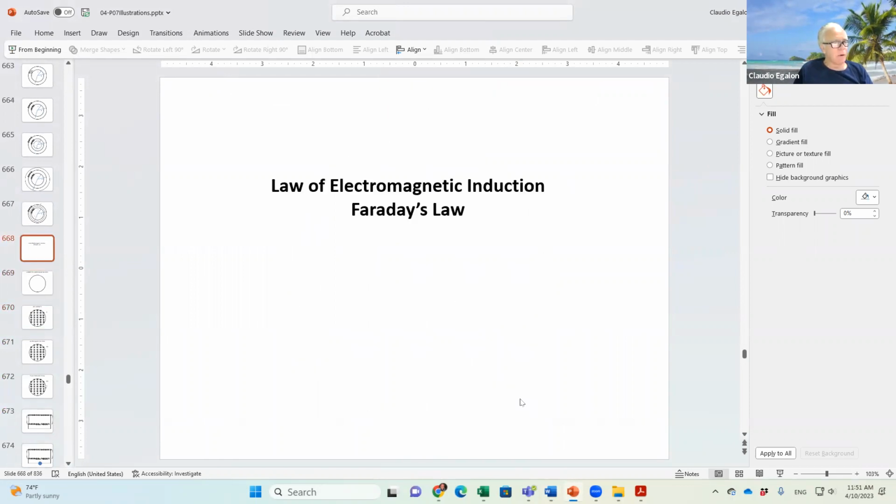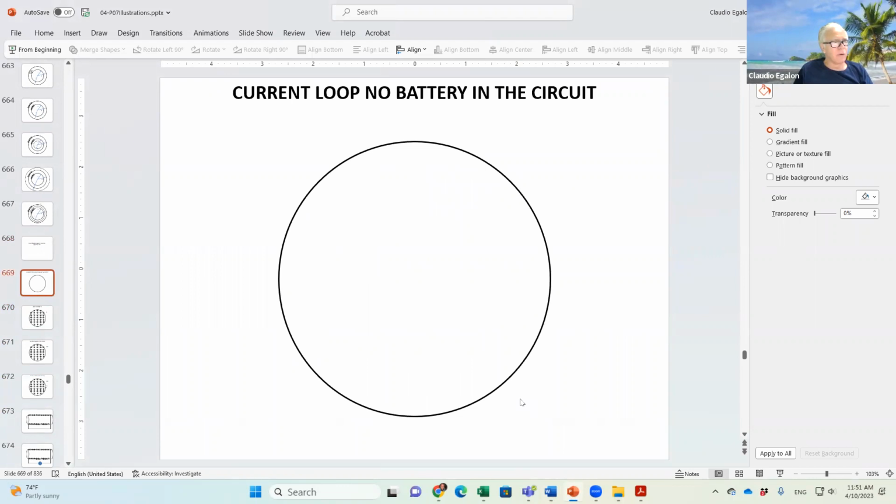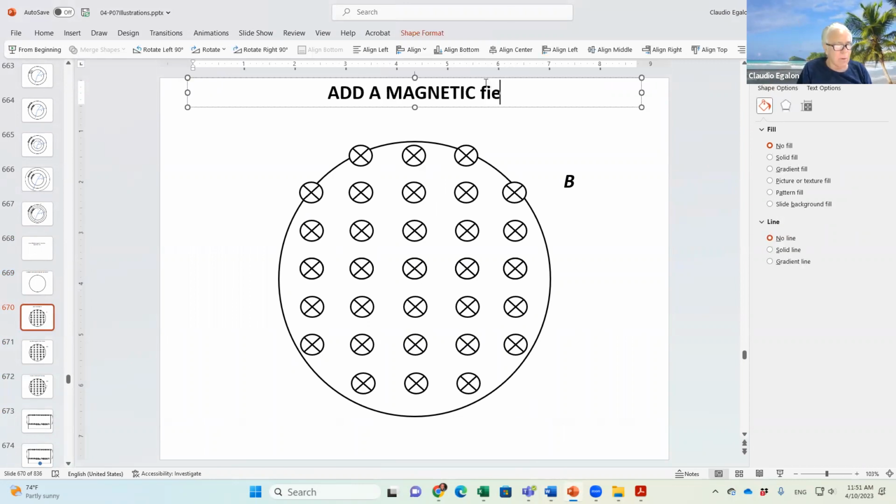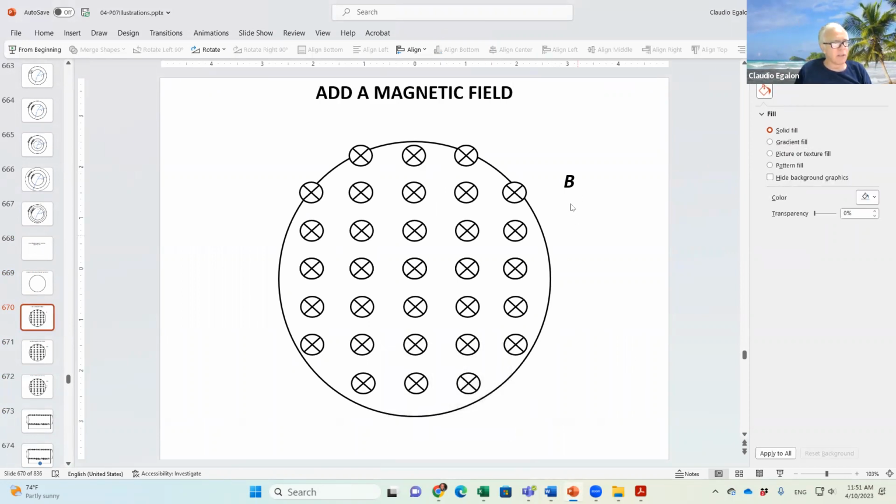Okay, here you go. What I have here is just a current loop, no battery whatsoever, just a closed copper wire subjected to a magnetic field. If the magnetic field is constant, doesn't change in time, no current is induced in this loop. Okay, if you change the magnetic field by approaching and receding your magnet bar, then you do induce a current in the loop.